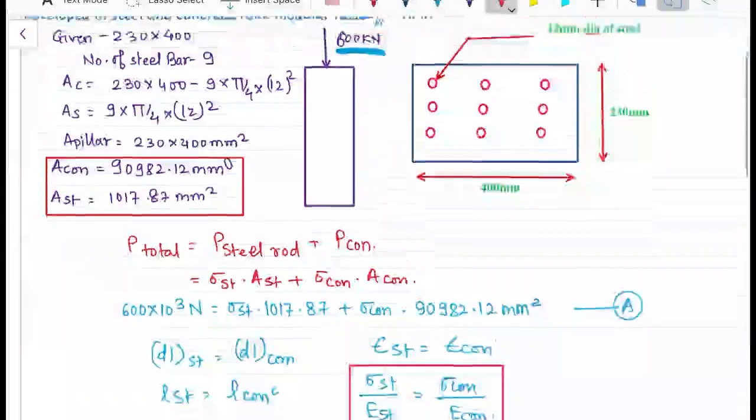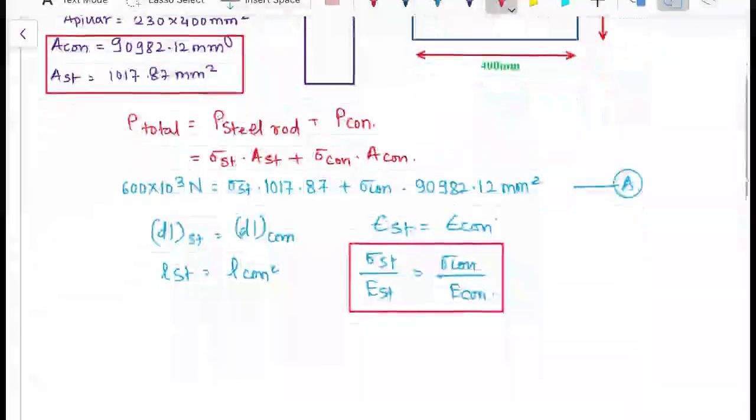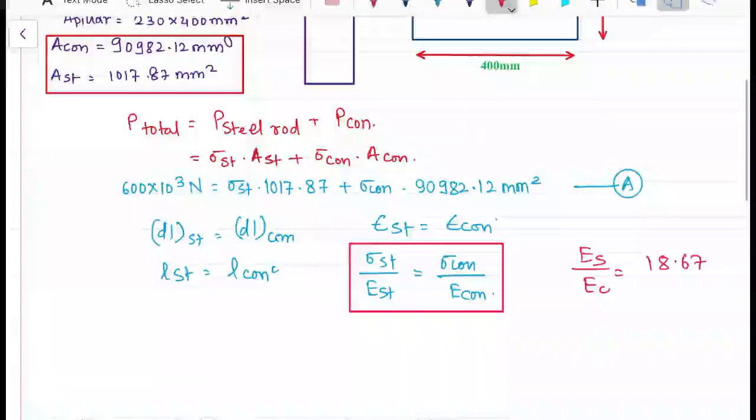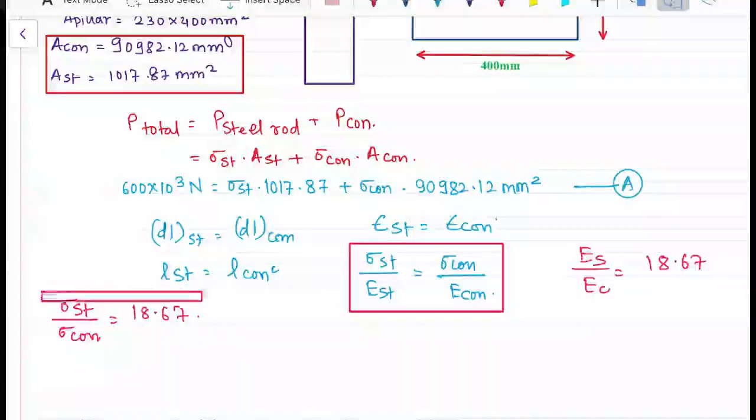Now E steel, is it given? Yeah. So E steel and E concrete is given in terms of modular ratio. So modular ratio in this case, E steel upon E concrete, will be equal to 18.67. So we will arrange these terms and try to calculate sigma steel upon sigma concrete, and in this case it will be equal to 18.67. So this will be our second equation.